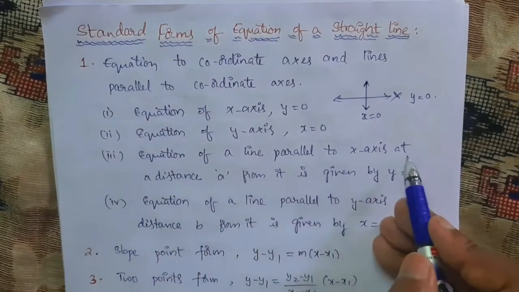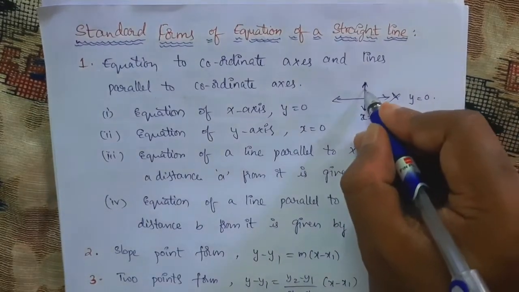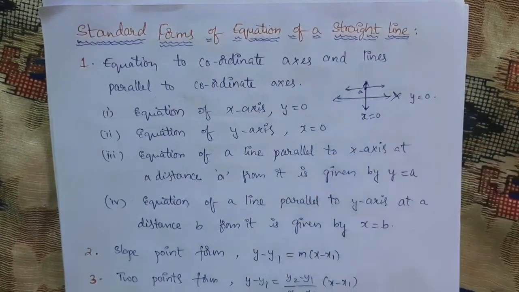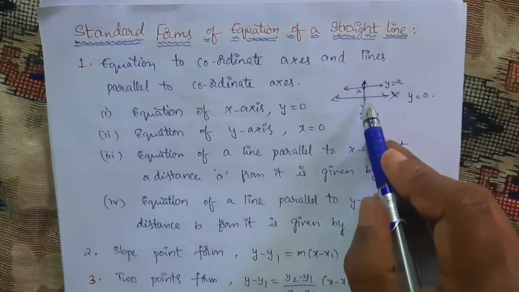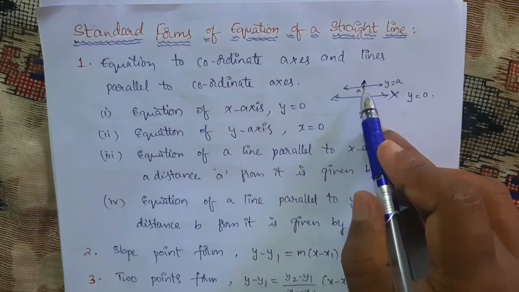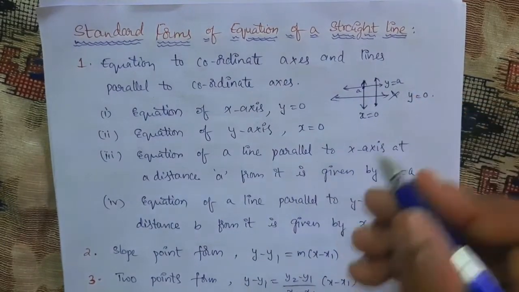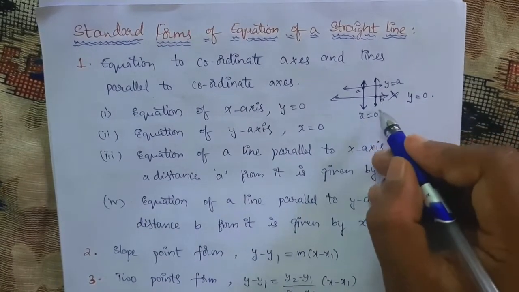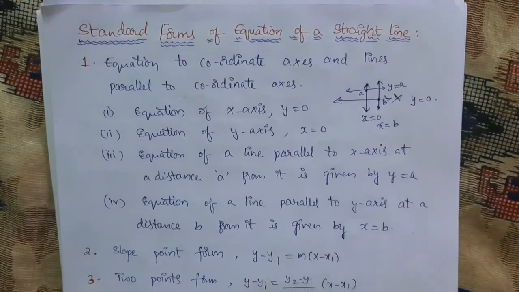The equation of a line parallel to the x-axis at a distance a from it is given by y equal to a. For example, if it passes through some point a, then the equation of this line, which is parallel to the x-axis, we will consider as y equal to a. Similarly, if a line is parallel to the y-axis, or perpendicular to the x-axis, and passes through the point b, that is 0 comma b, then this line we will consider as x equal to b. So this is about these two lines.